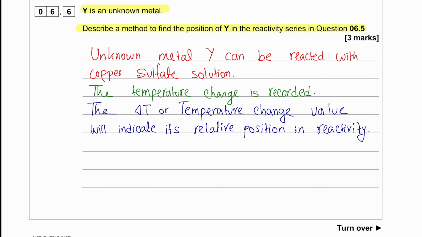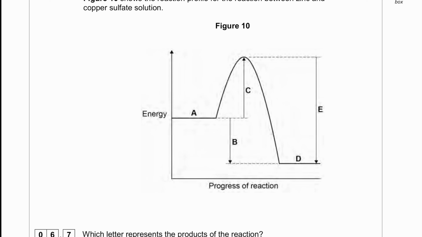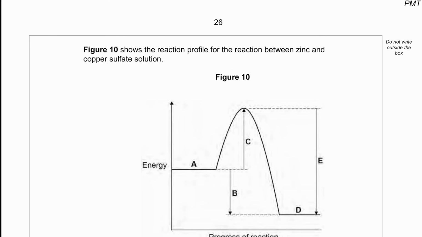Now many students get a particular hint when they read this kind of question, that they need to describe and state where that particular metal Y lies and everything. We do not need that. We just need to write the process, how we are going to reach the conclusion of the relative reactivity of the particular metal.